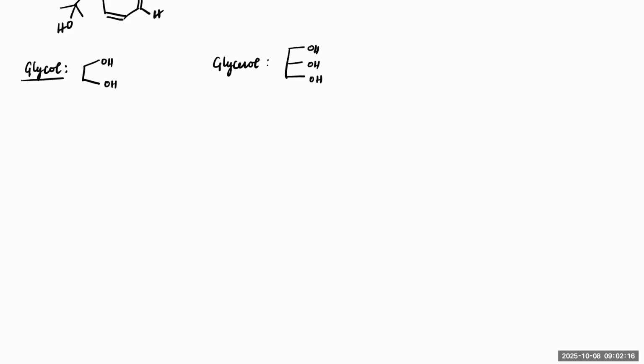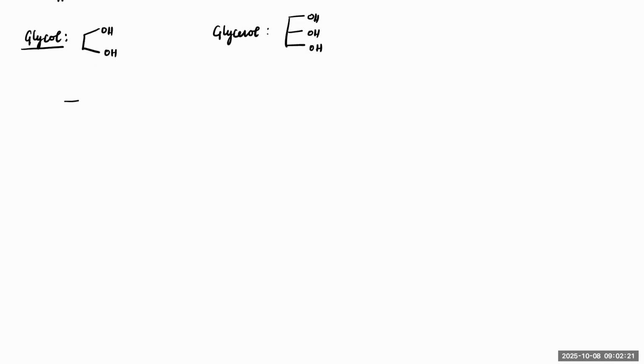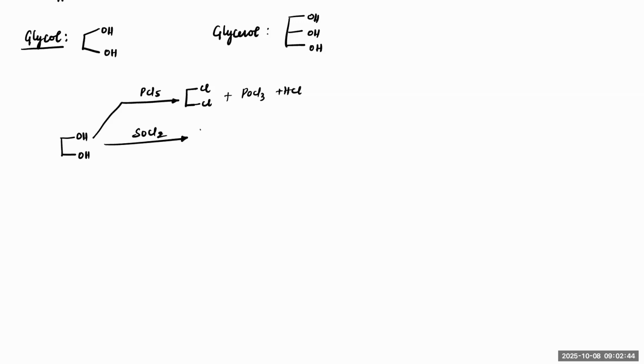Got it? Most importantly, reactions are asked here. Suppose you have glycol and you are making reactions with PCl5. The logic is the same as we did for alcohols. This is what you will get, POCl3 and HCl. In the same way, if you react with SOCl2, you will get OH, Cl and Cl with SO2 plus HCl.